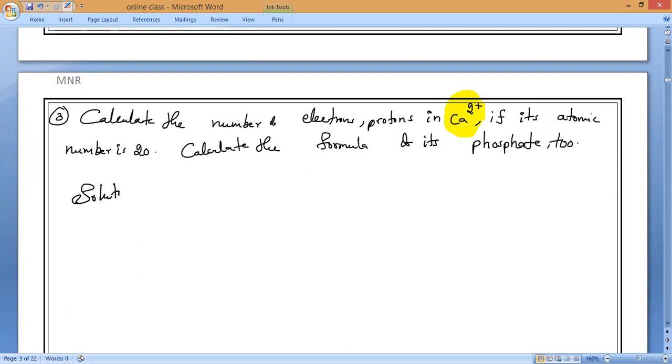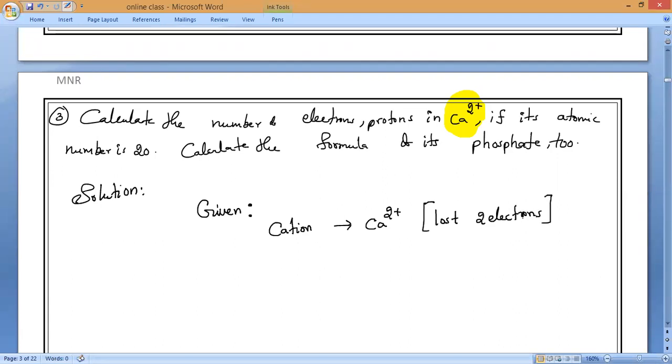Okay. Now the solution. Let us see. Given, if you observe the question, you'll find two pieces of information. One is that the ion is a cation. So Ca2 plus means it lost how many electrons, guys? 2 electrons. Lost 2 electrons. Now one more thing: it says its atomic number is 20.